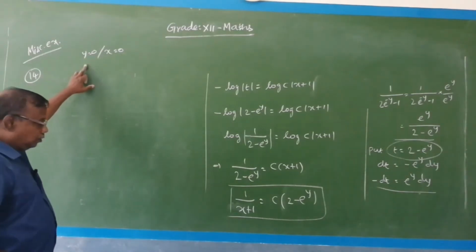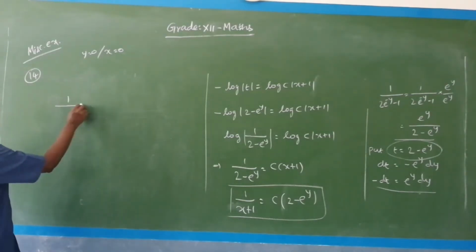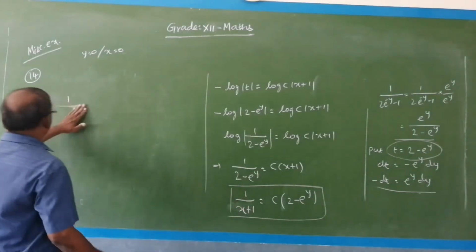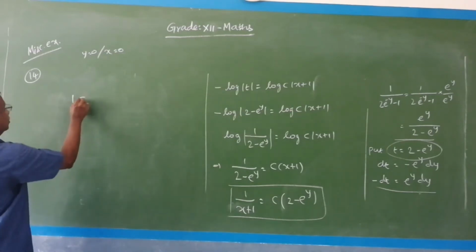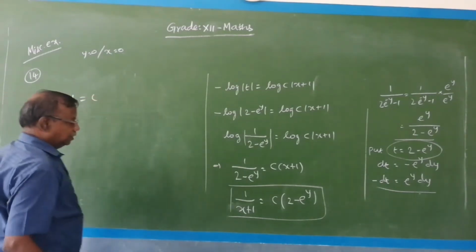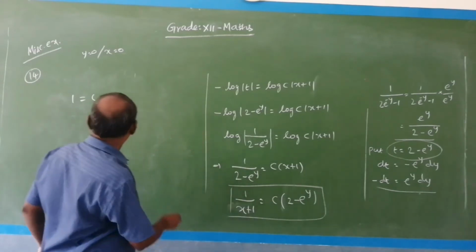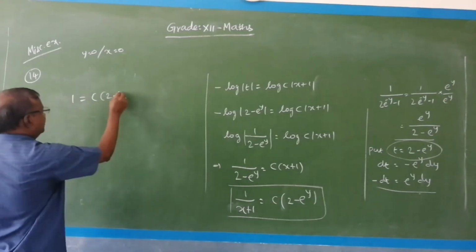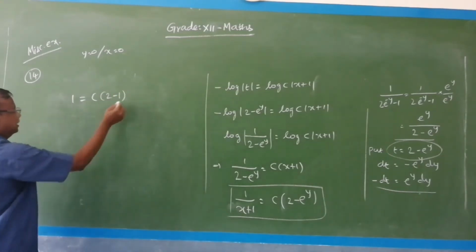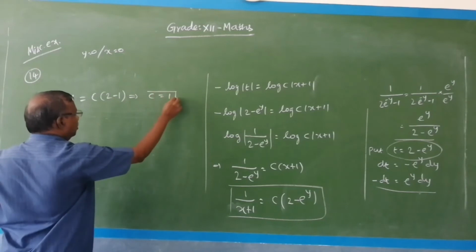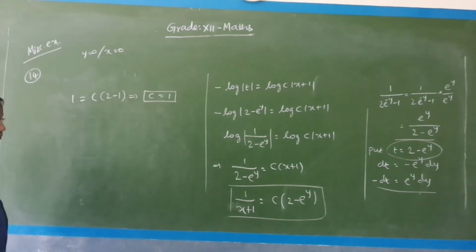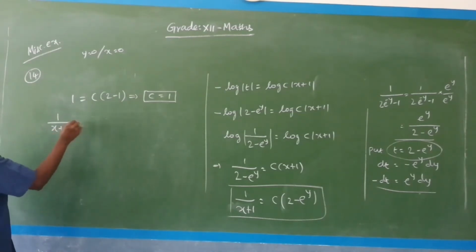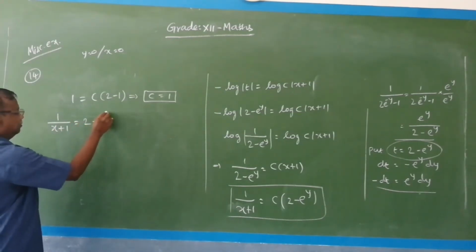When x equal to 0, y equal to 0, that means 1 by x plus 1 becomes 1 by 0 plus 1, 1 by 1 equal to 1. So, 1 equal to c into 2 minus e power 0. E power 0 means 1. So, 2 minus 1, 1 into c. So, c equal to 1. So, substituting in this, we have 1 by x plus 1 equal to 2 minus e power y.